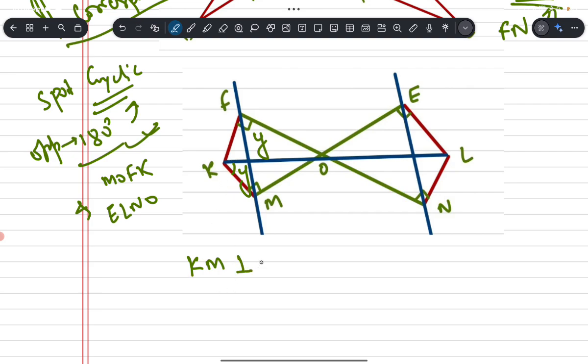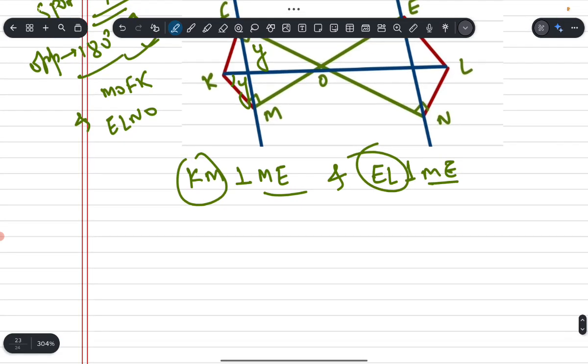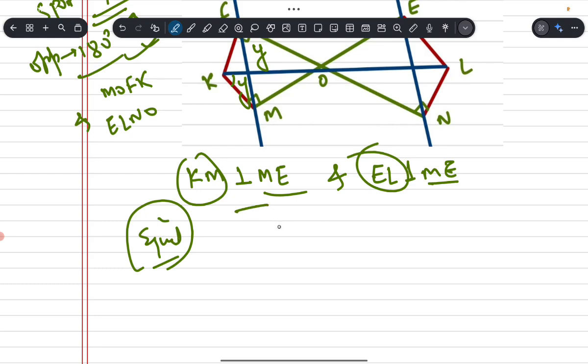Notice that KM is perpendicular to ME, and EL is also perpendicular to ME. So these two are perpendicular to the same line, ME. It is exactly like what we did in session 1. The prime meridian and all the longitudes basically were perpendicular to the equator, and hence they were parallel, as we assume in Euclidean geometry. So we are doing that. So we'll conclude that KM is parallel to EL.